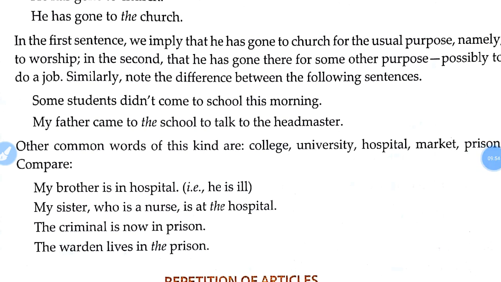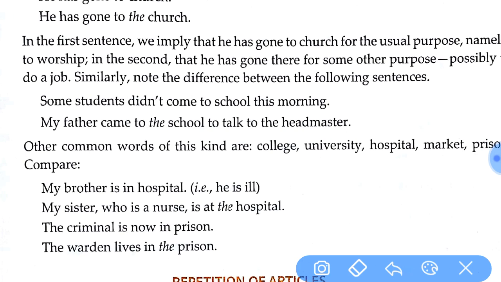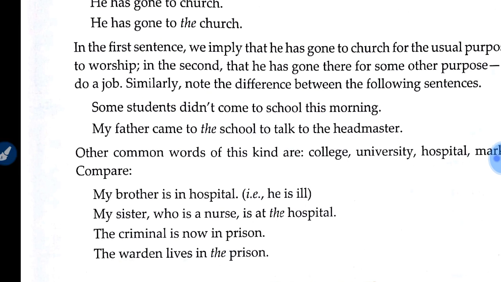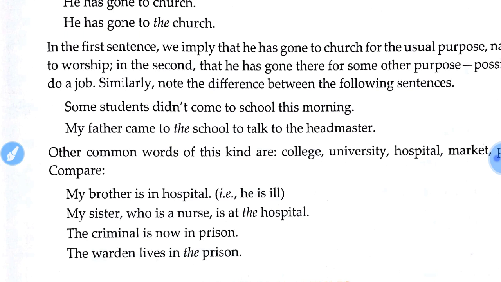The last one, you see, other common words of this kind are college and then university, hospital, etc. So my brother is in hospital. He is ill. Therefore, he is in hospital. We don't say the hospital. So for particular, we don't use them. So his sister, who is a nurse, is at the hospital. So there she is there for her job. So we see where the definite article is not used.